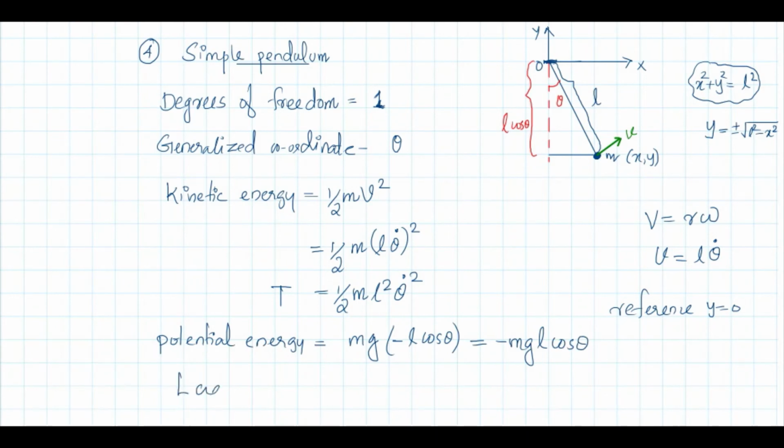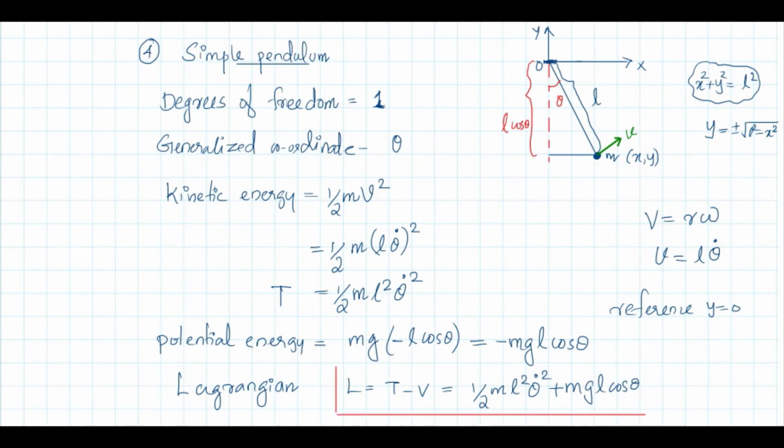Therefore, the Lagrangian is the difference between kinetic energy and potential energy. It is T minus V, and it is nothing but half m L square theta dot square plus mgl cos theta. This is the Lagrangian of a simple pendulum. You have to specify that the reference for potential energy is the point of suspension. Then only it will have this form.